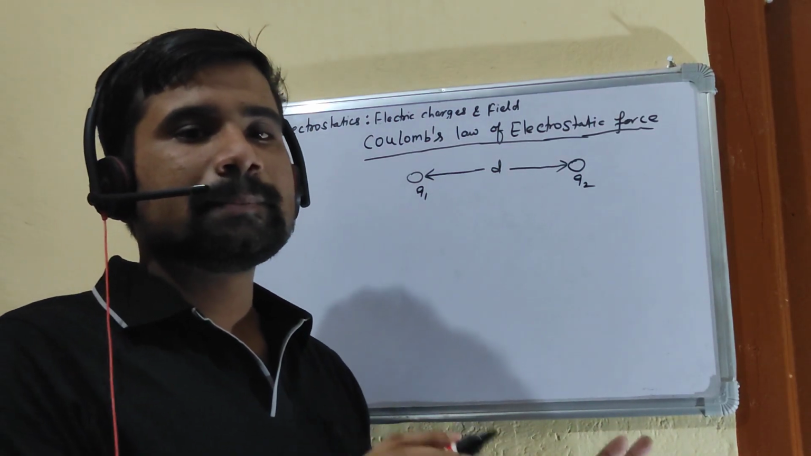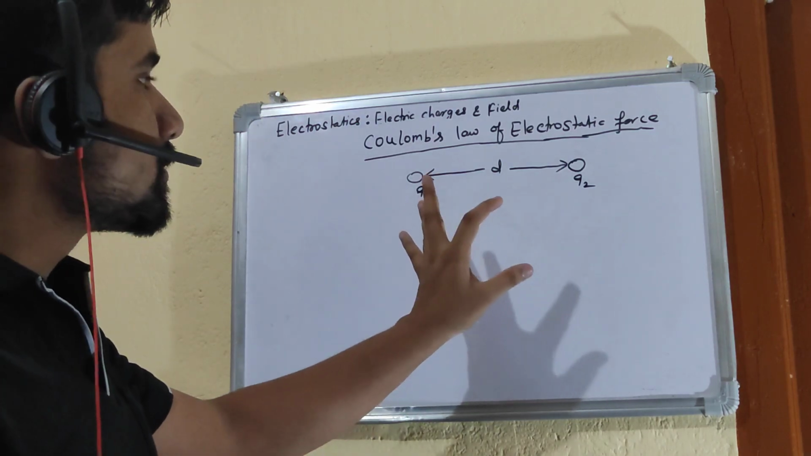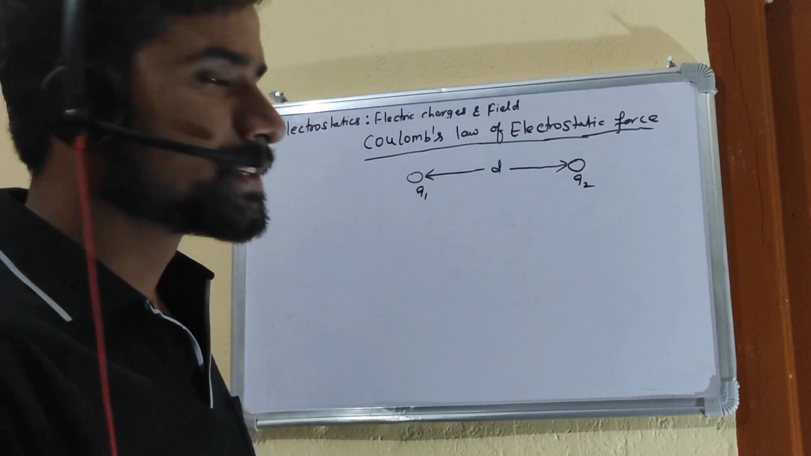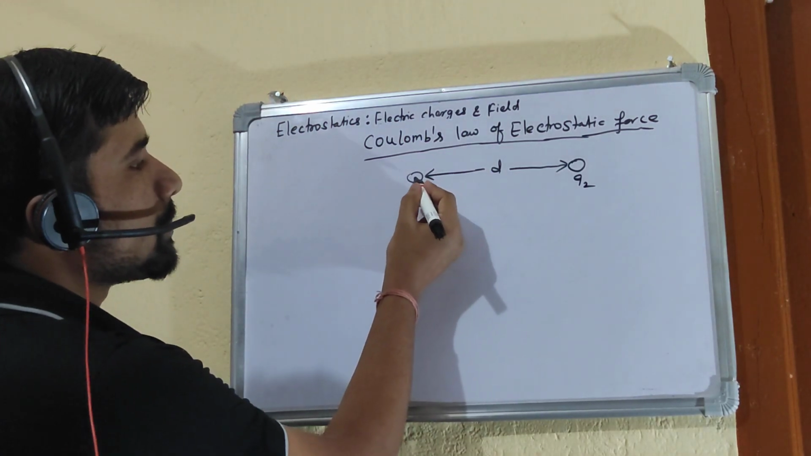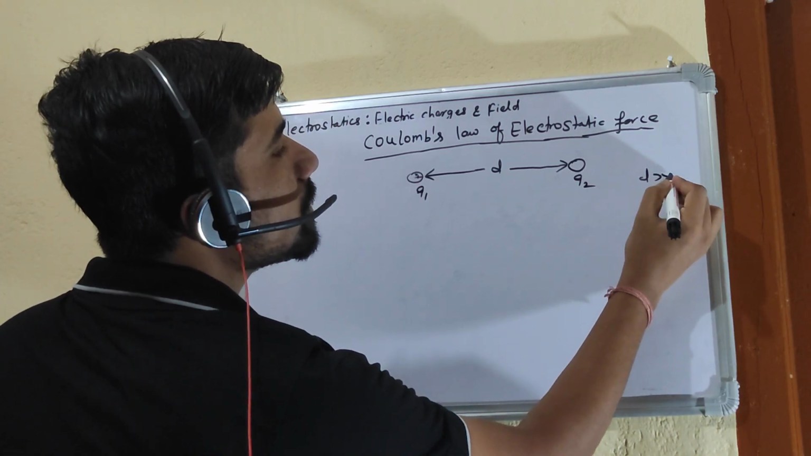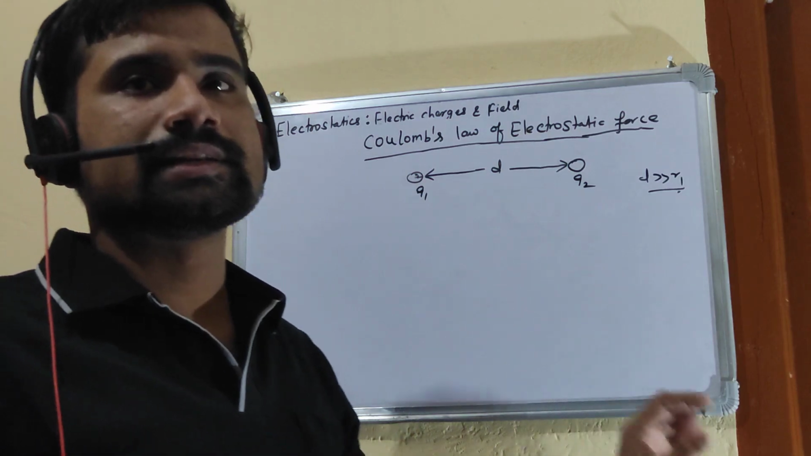Point charges basically means that the distance between these two charges is very much greater than the size of these charges. Like it would have some radius, let's say r1 is the radius for this, but the distance between these two charges is very much greater than the radius of this particular body. So this is considered as a point charge.